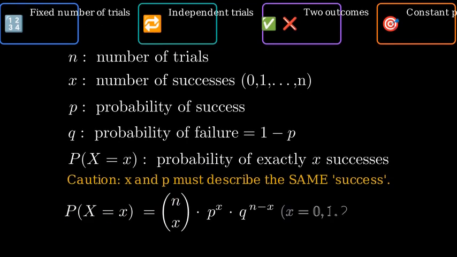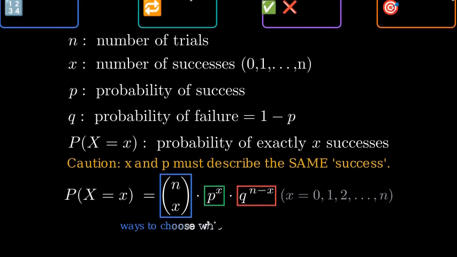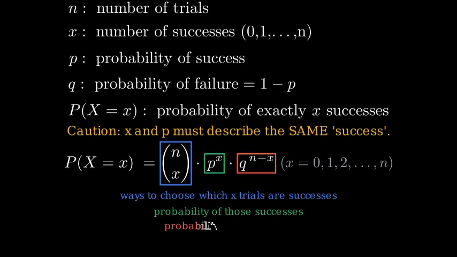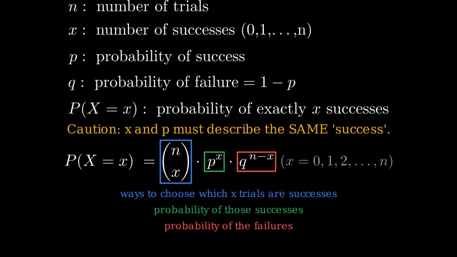Now, the binomial probability formula. The probability of exactly x successes is the combination n choose x times p to the x times q to the n minus x. This combination counts how many ways to choose which trials are successes. The factor p to the x multiplies the chance for those successes, and q to the n minus x multiplies the chance for the failures.